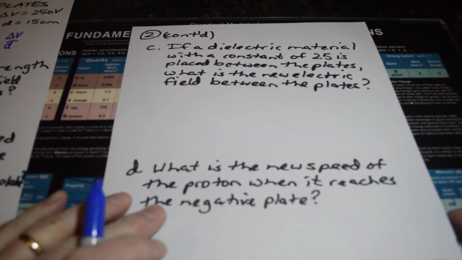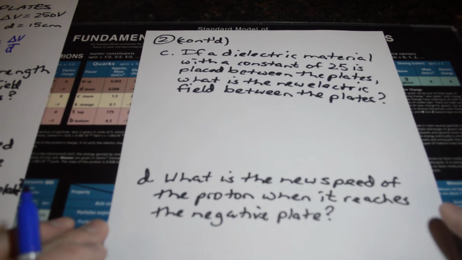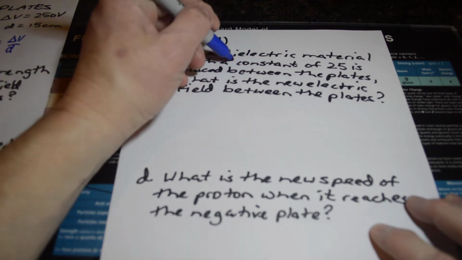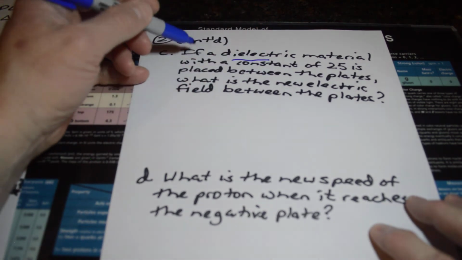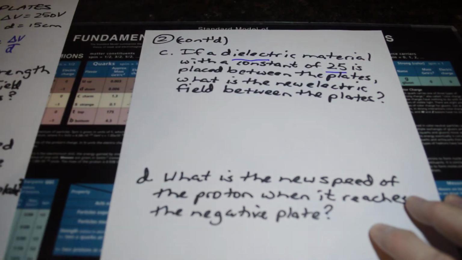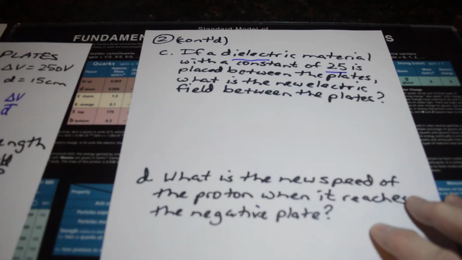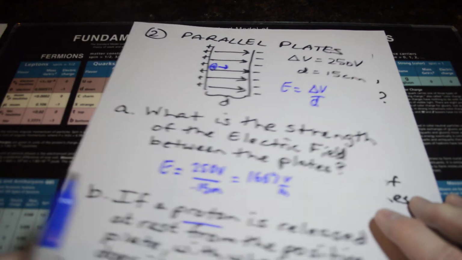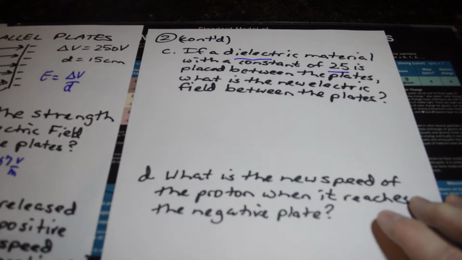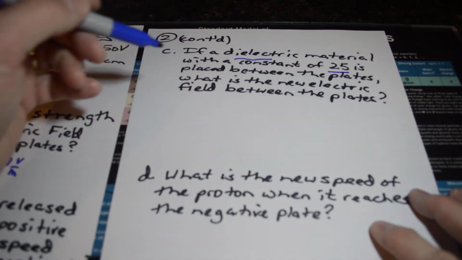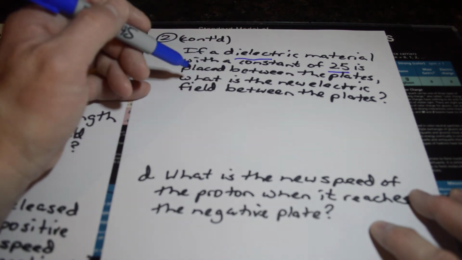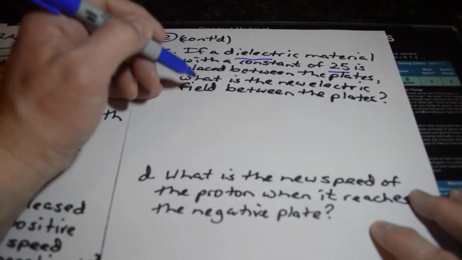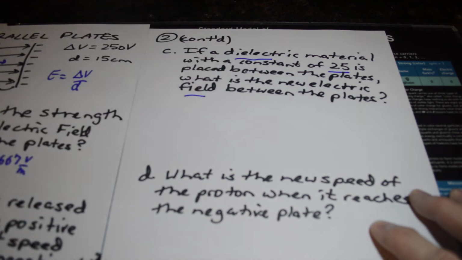The next part of the problem says, how about if we add a little bit to it and say, what if there's a dielectric material that has a dielectric constant of 2.5 and you place it between those plates? When you put a dielectric material in there, we've talked about this on one of the other videos, that does something to the electric field. So we'll take a look at how that works, but they want to know what is the new electric field between the plates.